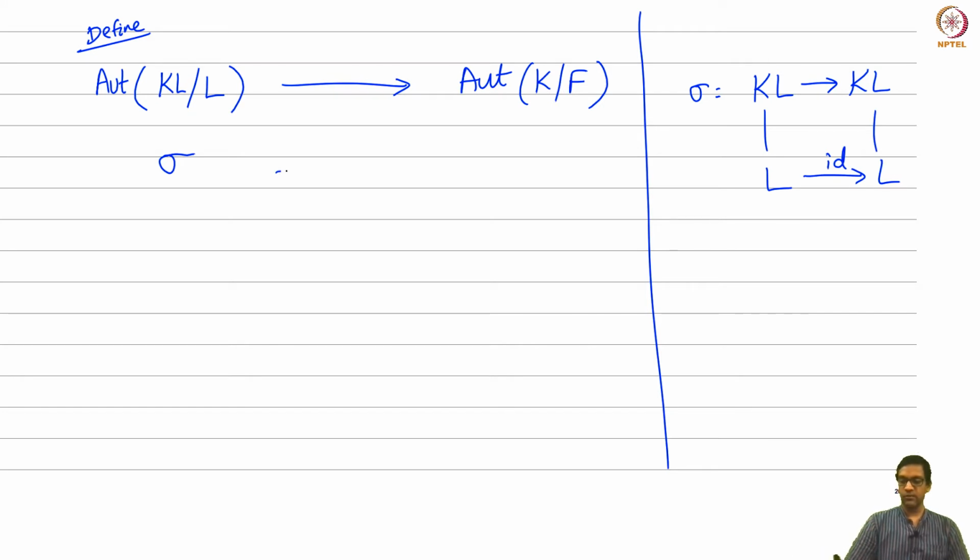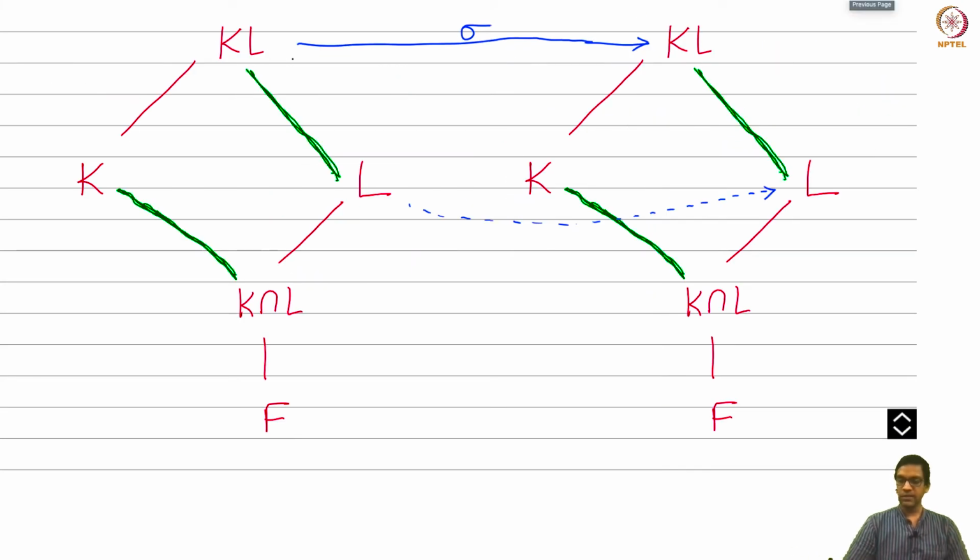I just restrict it to K. So just take sigma and restrict sigma to K. If you go here, sigma is defined on the big set, so all I do is restrict sigma to K. I just think of it as a function on K. Now the key observation is that if I restrict sigma to K, the image will again be in K. The restriction of sigma to K will map K to itself.